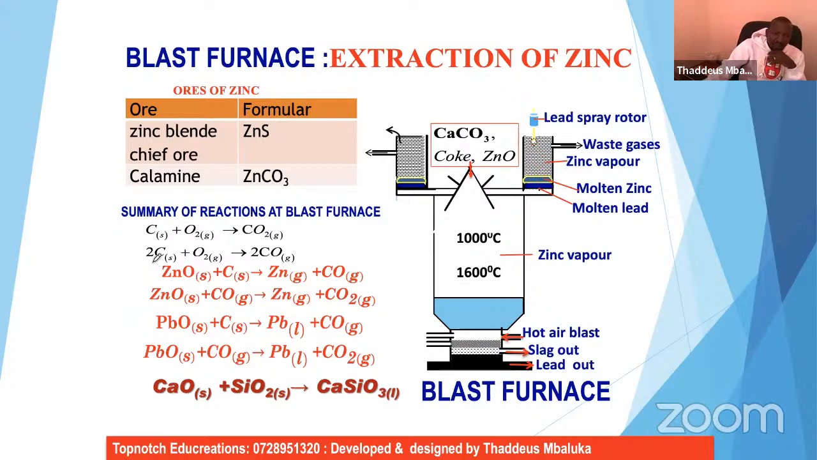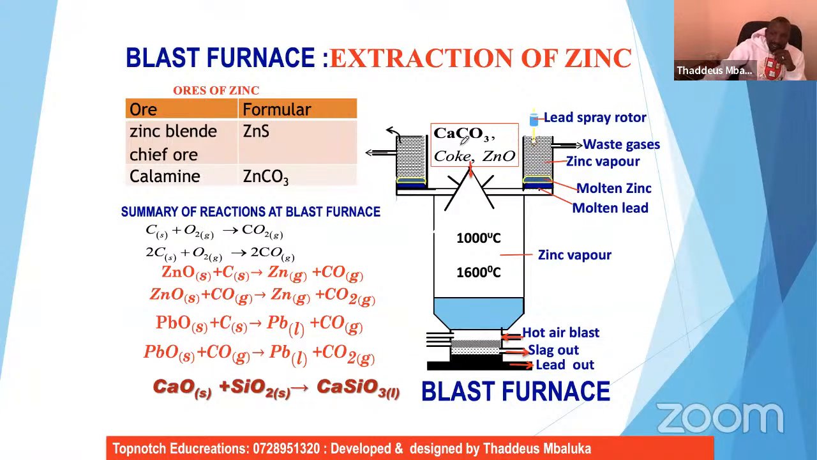So this carbon will react with oxygen to form carbon dioxide. The carbon dioxide reacts with more carbon to form carbon monoxide, which is the main reducing agent. So the zinc oxide will react with carbon to form zinc plus carbon monoxide. The zinc oxide can also be reduced by carbon monoxide to form zinc and carbon dioxide. Lead oxide can also be reduced, not by zinc, but by carbon to form lead. And lead oxide can also be reduced by carbon monoxide to form lead again, plus carbon dioxide.